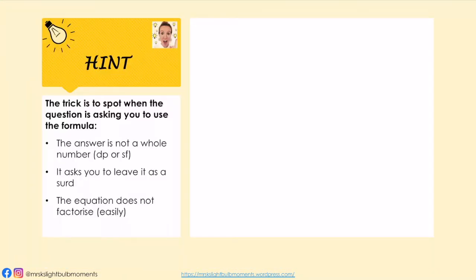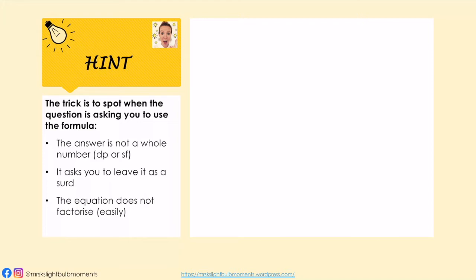So I just want to give you a hint for when to spot we need to use the formula. So there are kind of 3 main ways that the question will tell you without using the word use the quadratic formula. The first one is if the answer is not a whole number. So if they're saying give your answer to 2 decimal places or 2 significant figures, that should give you a little bit of a hint that it's going to need the formula, not just factorising into brackets.